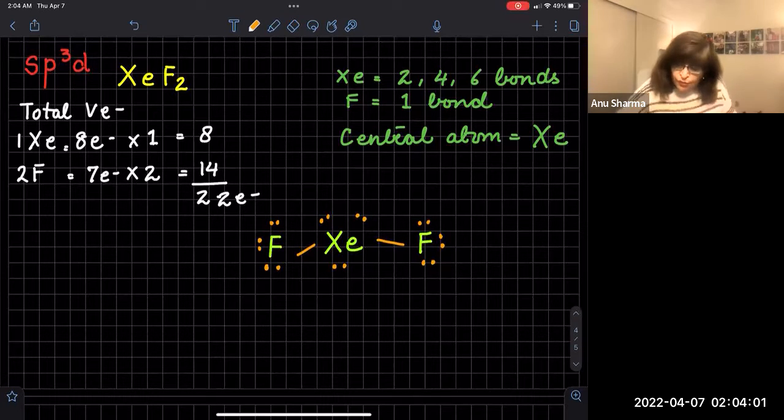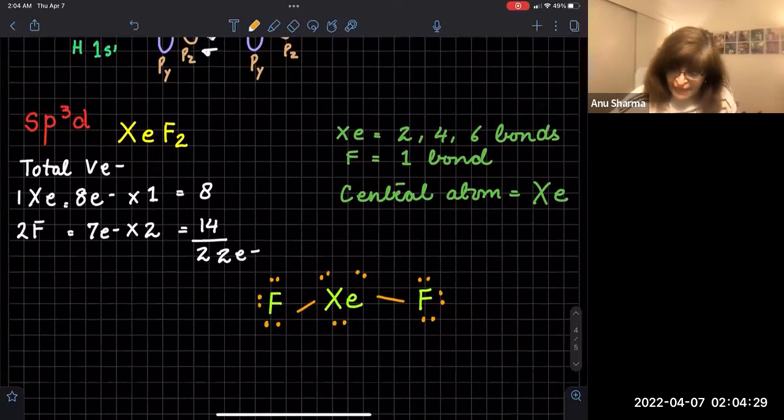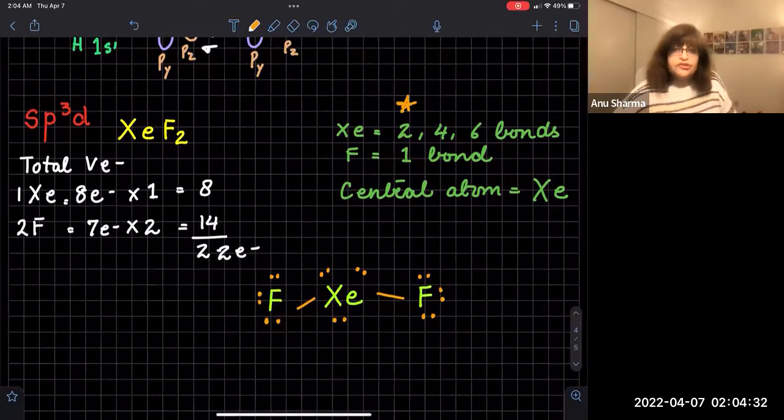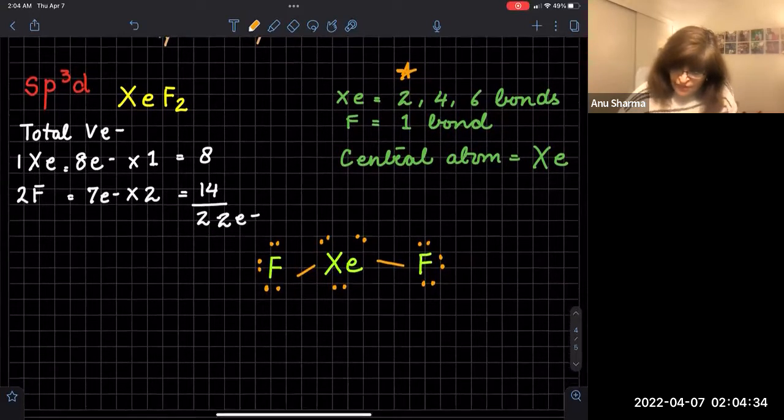If you count the total number of valence electrons, you have 1, 2, 3, up to 22. Looking at the fluorines on both sides, their octets are met too, and fluorine only wants to make 1 bond, so it is making 1 bond. Xenon is defying the octet, making 2 bonds, which it has the capacity to do. So here we have the scenario.